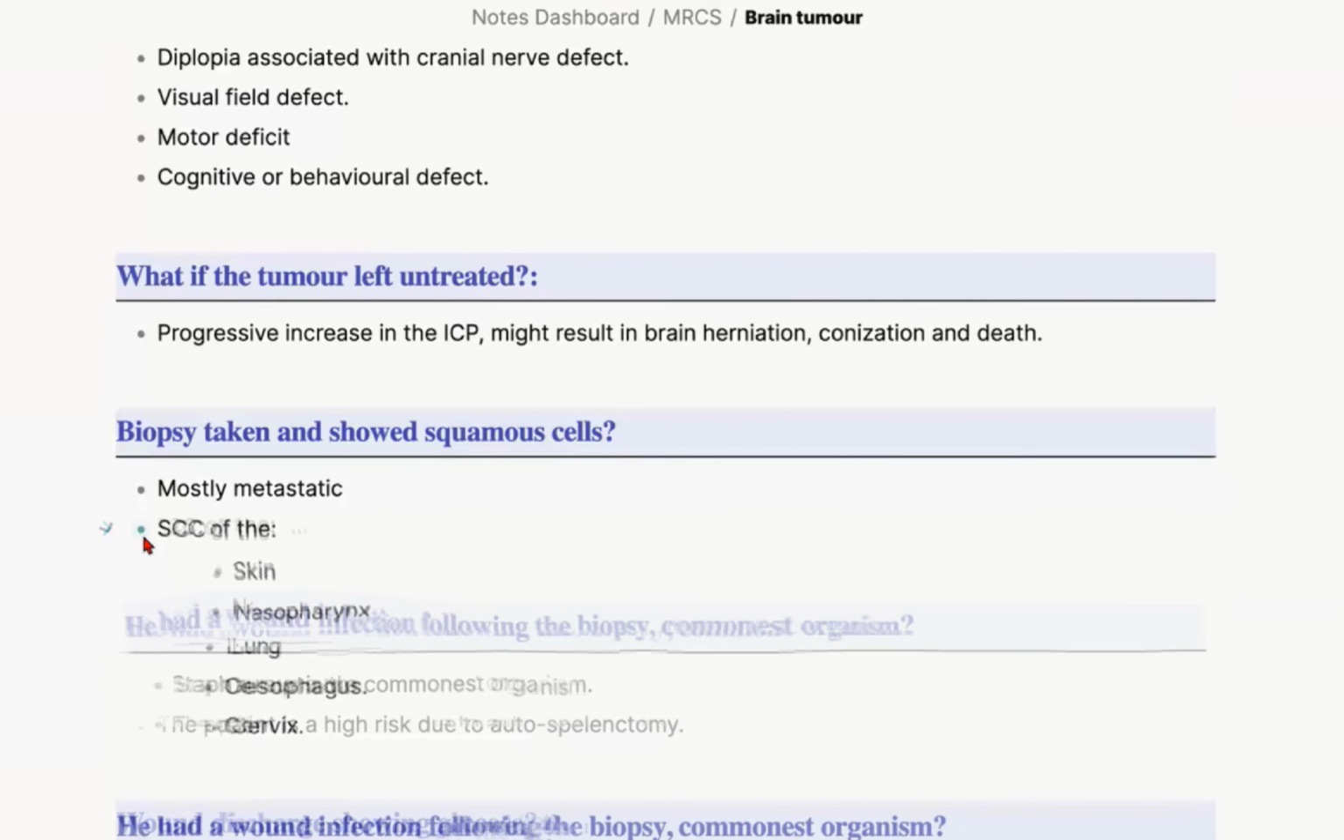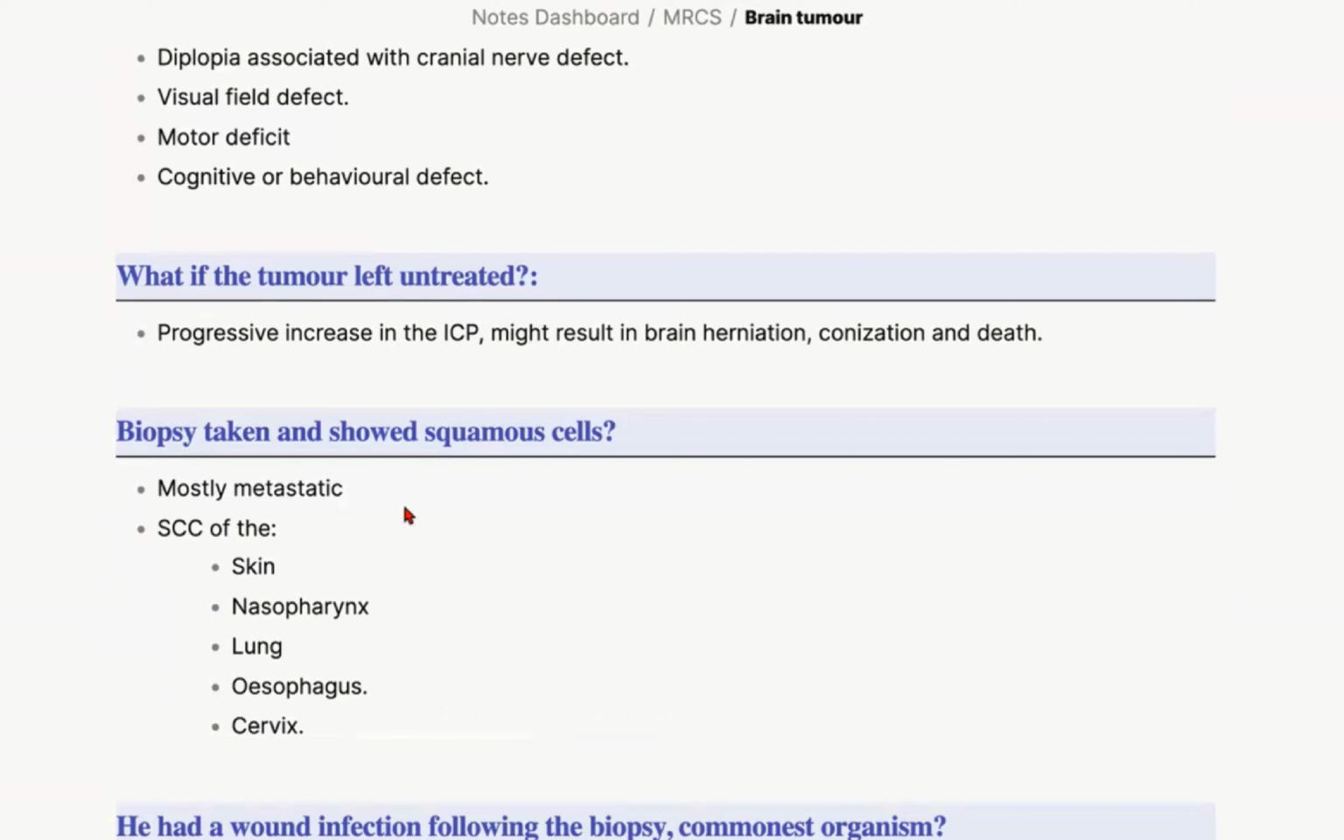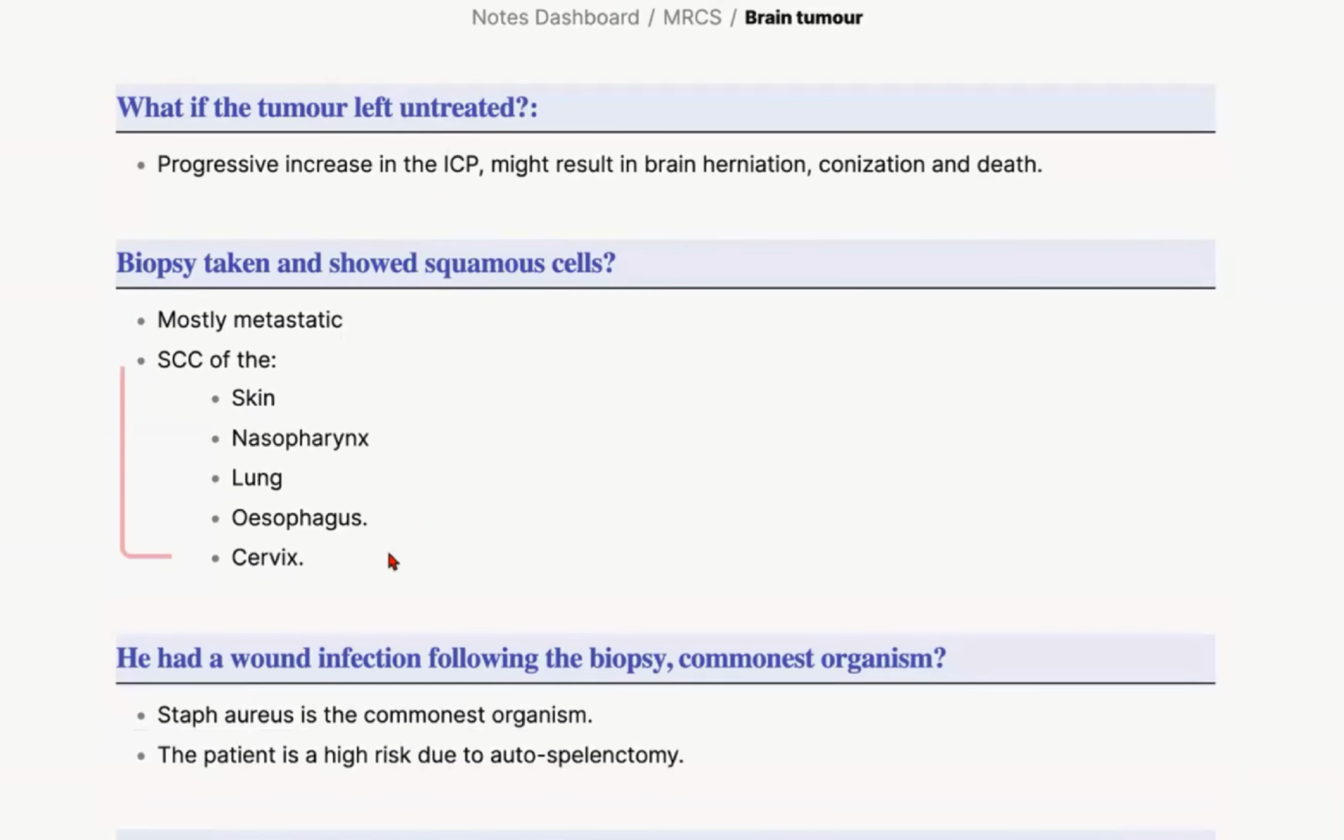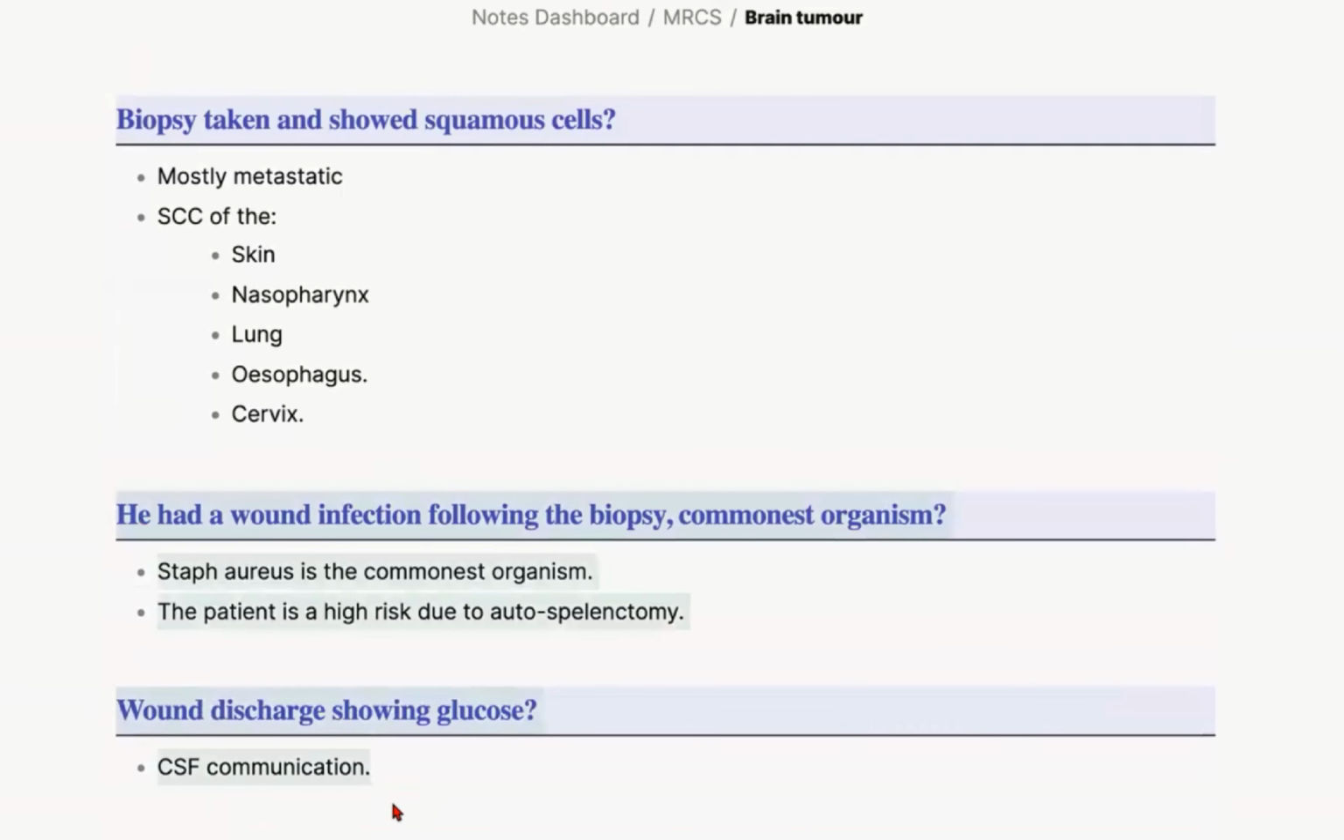Biopsy was taken, squamous cell cancer. Well, the brain doesn't have any squamous cells, and therefore this is very likely metastatic. And the metastatic squamous cell cancer could happen from the skin and the openings, right? The skin, nasopharynx, oropharynx, the lung, the esophagus, the cervix, the anal canal, all of this can go to the brain. And you've answered the last two questions well.